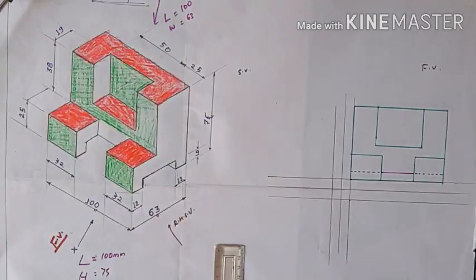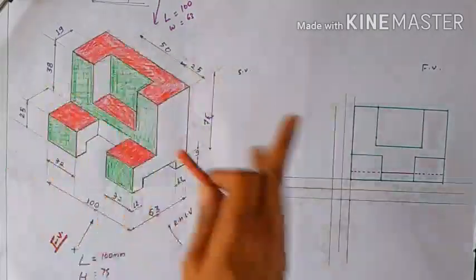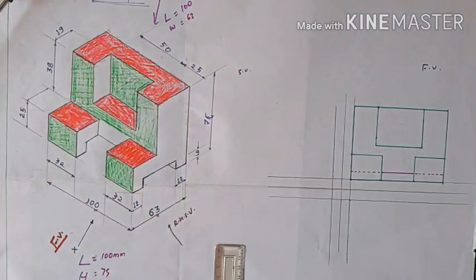Now from the top, what we see is this red box. All the boxes containing red color show the top view. So now we start drawing from here. What is the top view? I make a dimension. The length is 100 mm, and the width is 63 mm. I use the red pencil for showing this object.